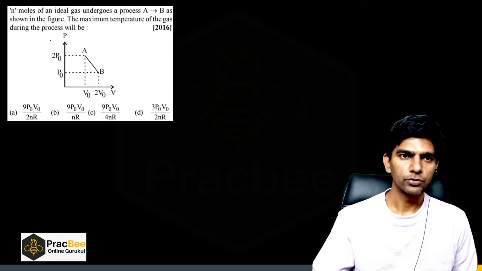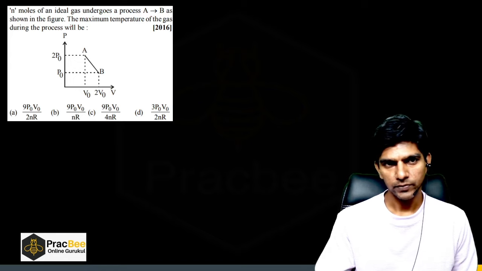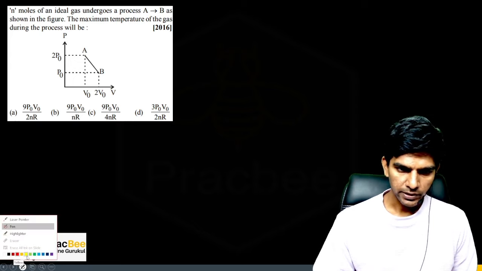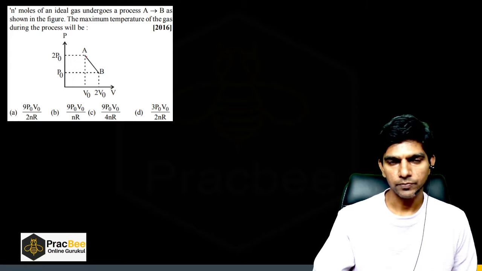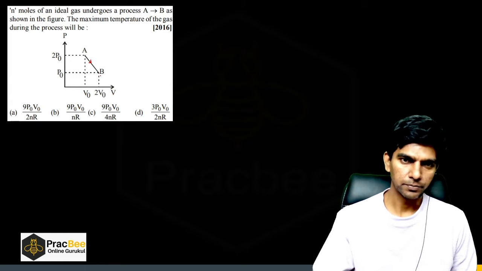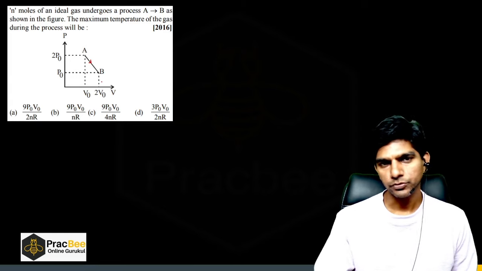Right. So let us see one more question. n moles of an ideal gas undergoes a process A to B as shown in the figure. The maximum temperature of the gas during the process will be, right? So basically we have to find the maximum temperature as the gas goes from A to B. So what we can do here? First of all, let us see what type of process it is.